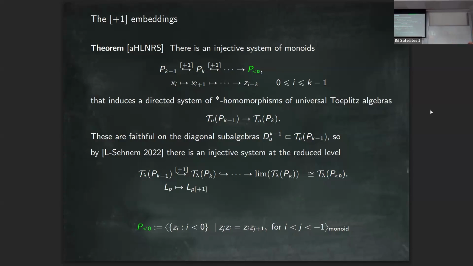So you take a limit, and the limit, of course, is the T lambda of this P less than 0. And P less than 0 is like a negative Thompson. You just put the same relation, but take negative indices. So it's the other side of Thompson. So it's not the positive generators, you just take negative generators.